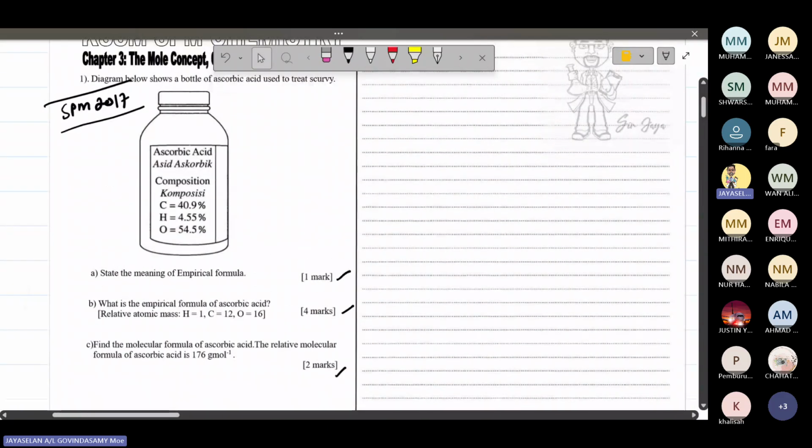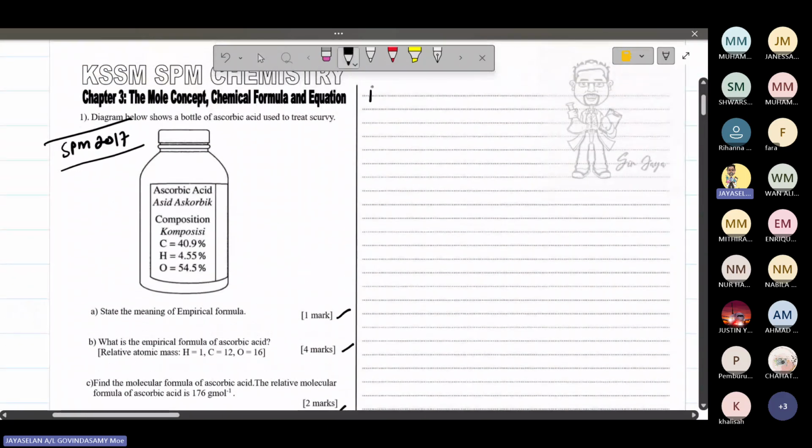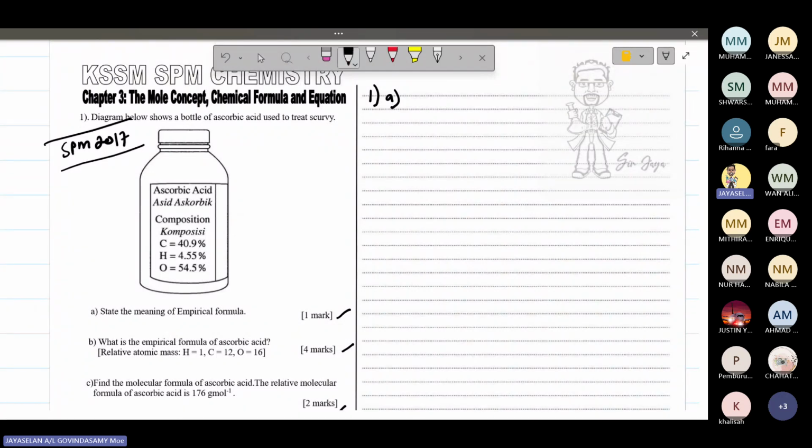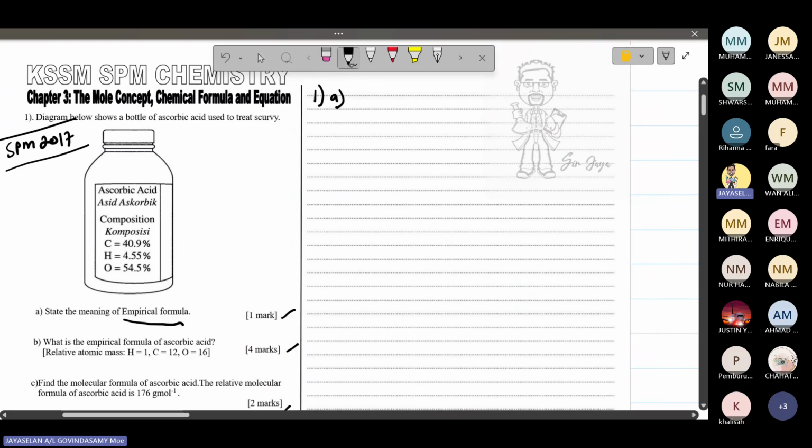Okay, we do together. First, what do they want? So you put here in your test pad 1A. Okay, straight to the answer. Don't go and write what empirical is. Empirical formula must be memorized. What is meant by empirical formula?